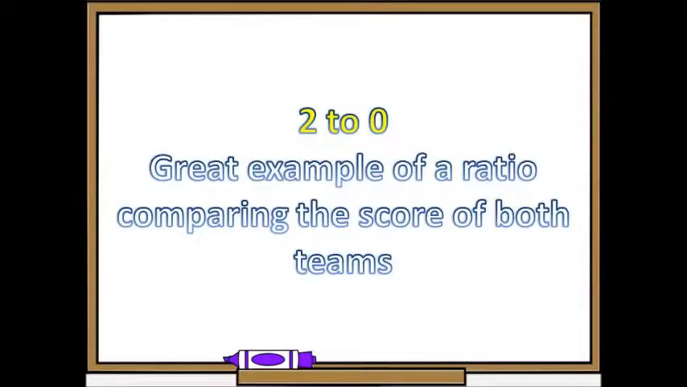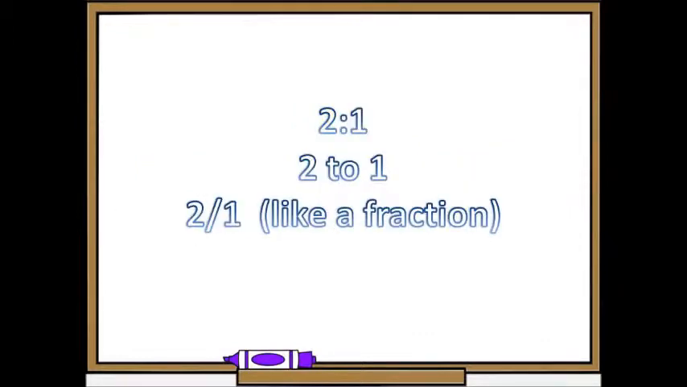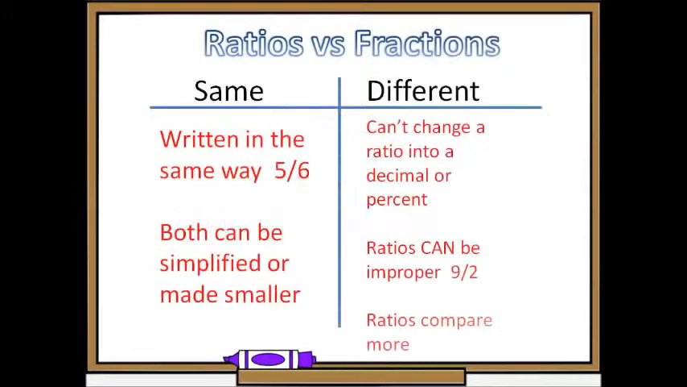Another one is the score. 2 to 0 compares one team's score to yours. Ratios are written three different ways. We most commonly see it as a fraction, but they are a little bit different than fractions.